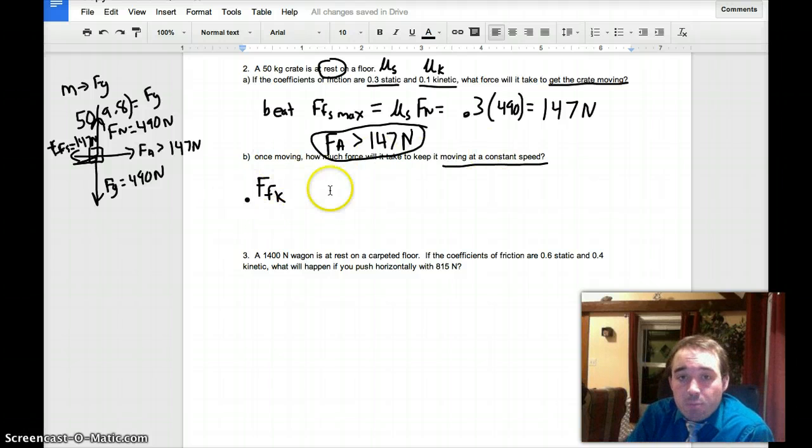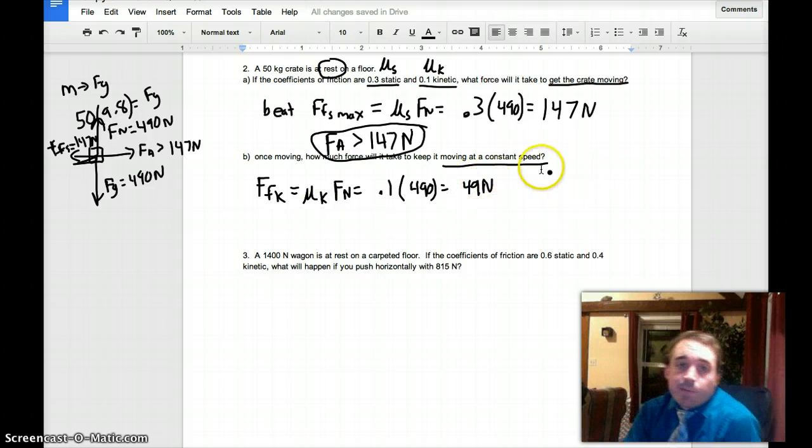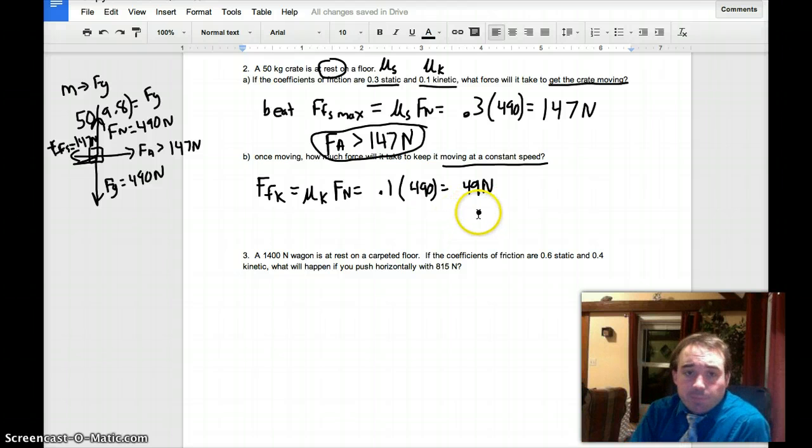Now it's moving. As soon as I move it, I immediately jump down to kinetic friction. Kinetic friction, there's only one value. It's always equals. There's no greater thans or anything like that, times the normal force. So 0.1 times 490, and I can do that one in my head. That's just 49. So once it's moving, my applied force has to match.